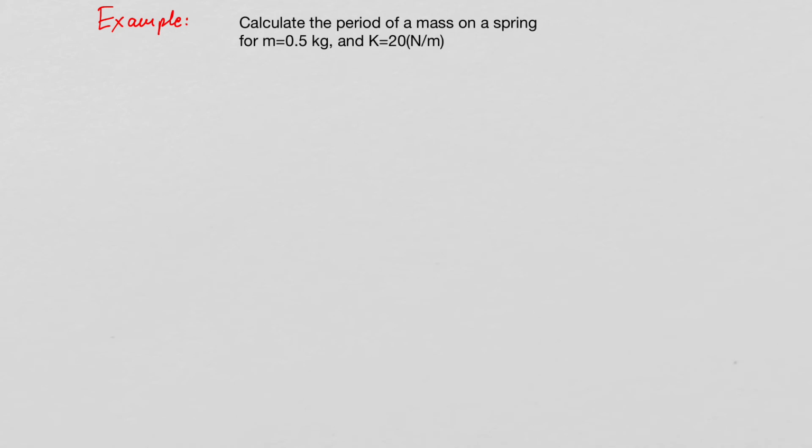Let's do one example of the application of the formula for the period of a mass on a spring. Calculate the period of a mass on a spring for a mass of 0.5 kilograms and a spring with a spring constant of 20 newtons per meter. So the formula for the period is 2 pi square root of m divided by k. And then I will substitute the values that I know from the statement of the problem. And that gives us 2 pi times square root of 0.5 kilograms divided by 20 newtons per meter.